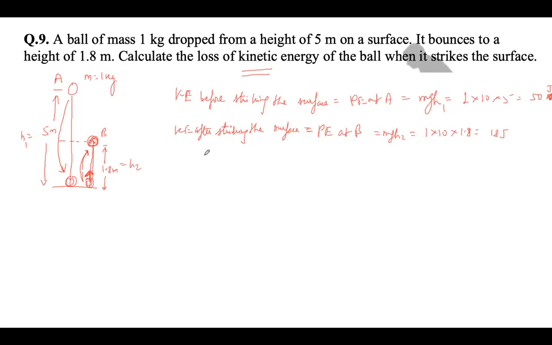So we have to calculate the loss of kinetic energy. Loss of kinetic energy is kinetic energy before striking minus kinetic energy after striking. Kinetic energy before striking है हमारा 50 joules minus 18 joules. ये कितना हो जाएगा? 32 joules हो जाएगा. Loss of kinetic energy is equal to 32 joules.